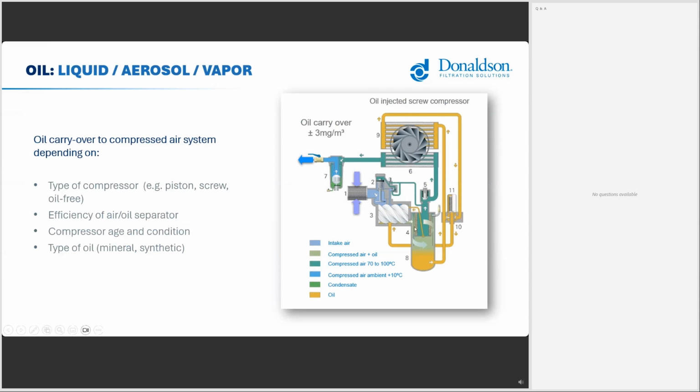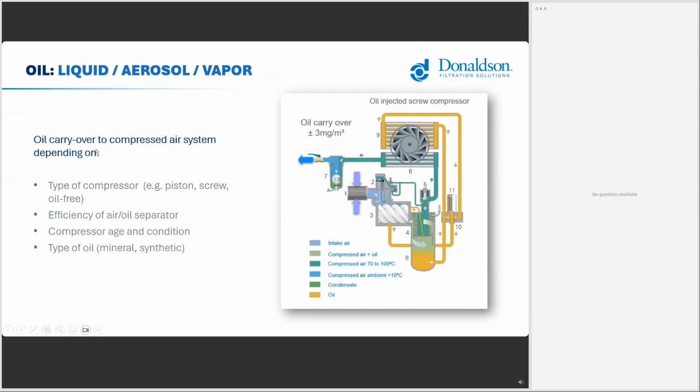But more important here for the compressed air quality is also the retention efficiency of these air oil separators. So that means at the outlet of the compressor, there is always a certain amount of oil aerosols. And the better the air oil separator, the better is also the purity, or the higher is also the purity of the compressed air.